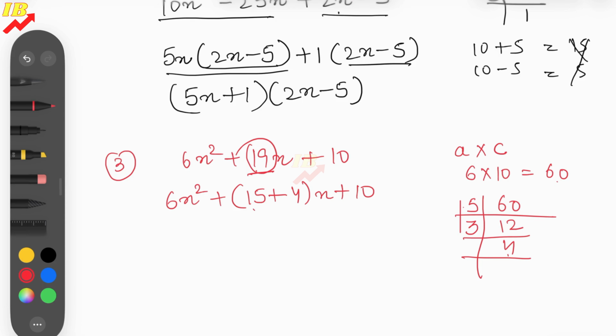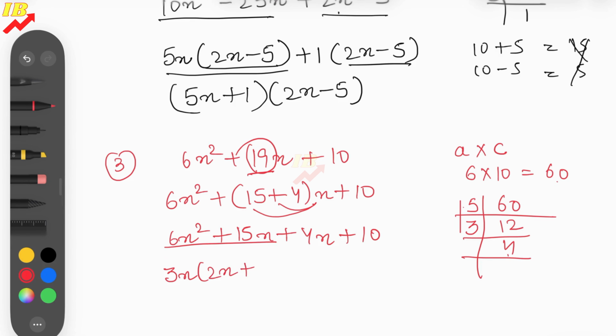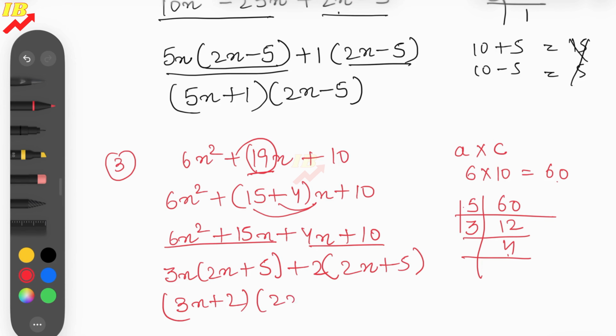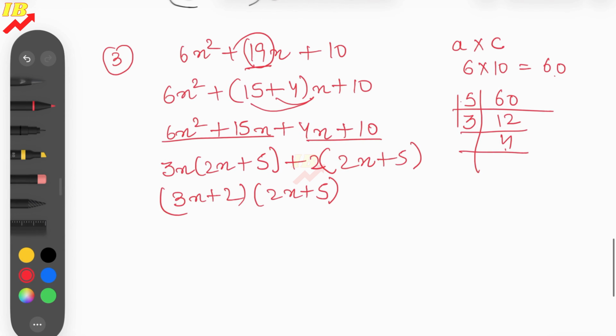Now you just multiply it, as I said earlier as well. 6x square plus 15x plus 4x plus 10. That is giving me 3x, which I'm taking common from these two. I can see 3 is a common one and x is also common. So 2x plus 5 here. And in the later two numbers, I can take 2 common. So that is also giving me 2x plus 5. That means 3x plus 2 is one solution and the second one is 2x plus 5. Right? I hope you understand this concept.